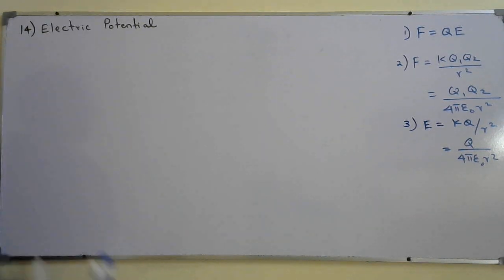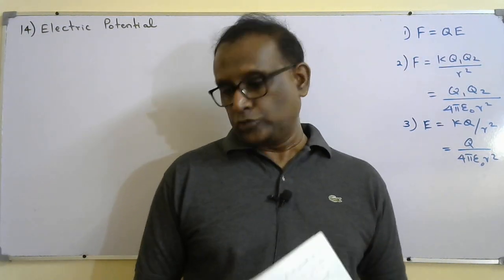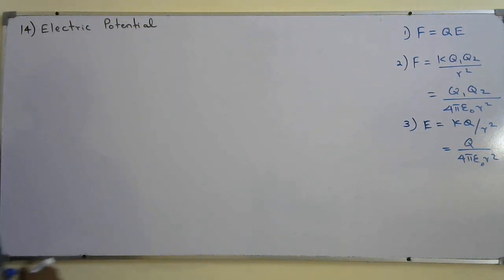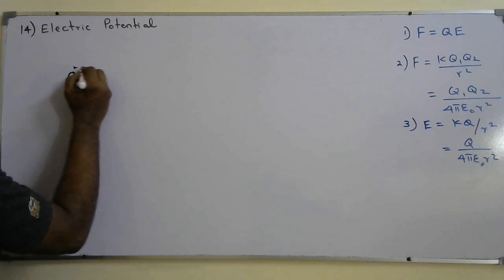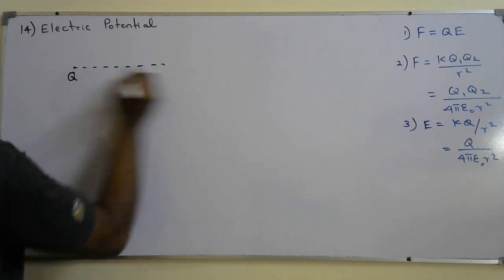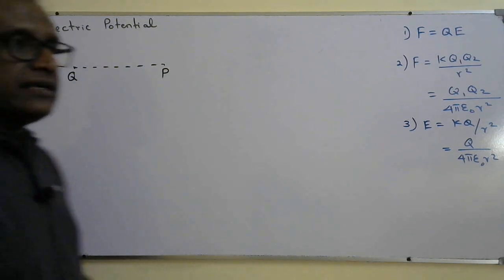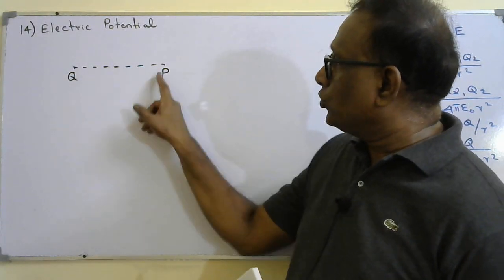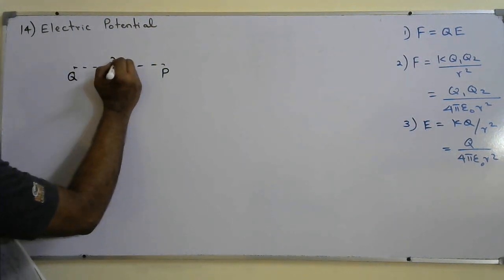Okay, so the next thing is electric potential created by a point charge. How is it defined? Say there is a charge Q kept in space, what is the electric potential of this charge at point P? How do we define the electric potential of charge Q at point P, which is at a distance r from the point charge?